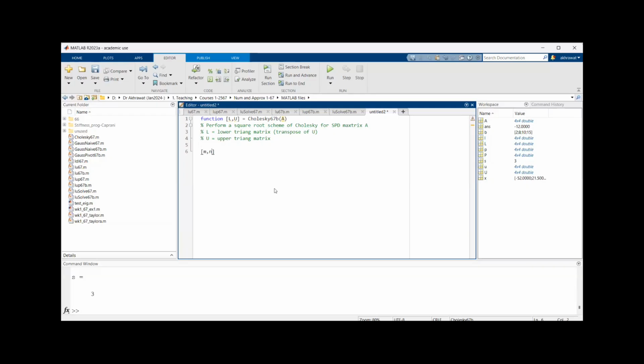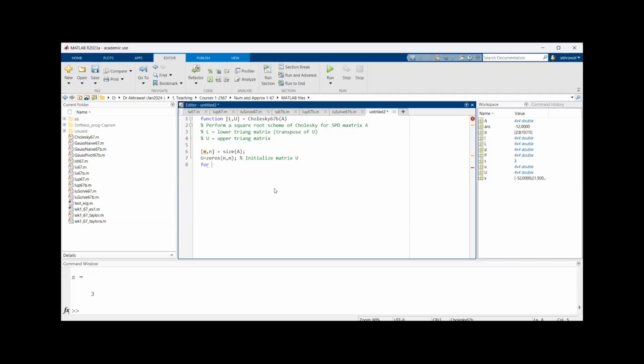Okay, we get the size of A, and we check that the number of rows and columns are expected to be equal. Then we initialize matrix U as a zero matrix. Now we use the MATLAB zeros N to initialize matrix U. And then we're going to start the for loop.